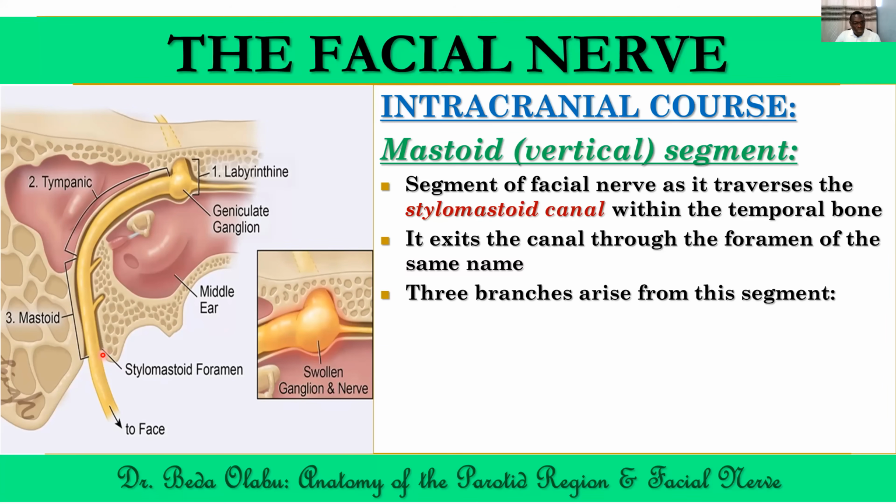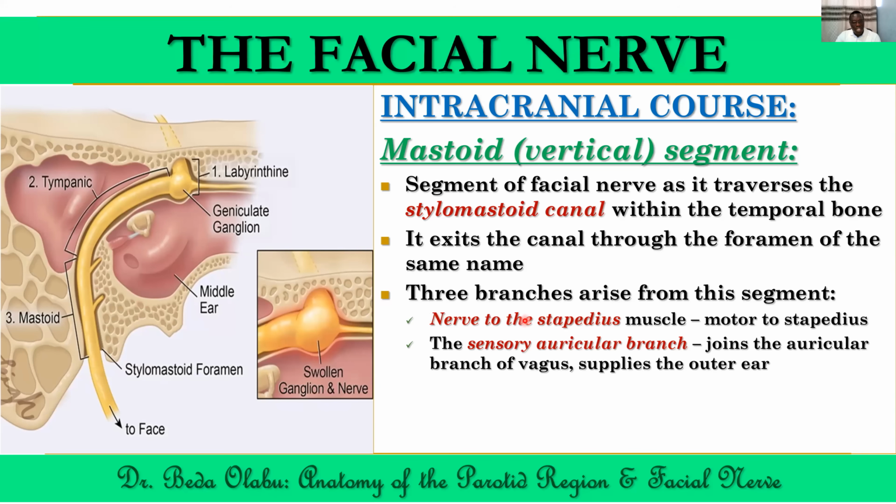There are three branches which are given from this vertical segment of the facial nerve. We have nerve to stapedius muscle. The stapedius is the muscle that anchors the stapes. Remember, stapes is one of the ear ossicles. So the muscle that anchors it is called stapedius, and the nerve that supplies that muscle is called nerve to stapedius. Stapedius is also one of the muscles of the second pharyngeal arch, and that is why it's innervated by the facial nerve.